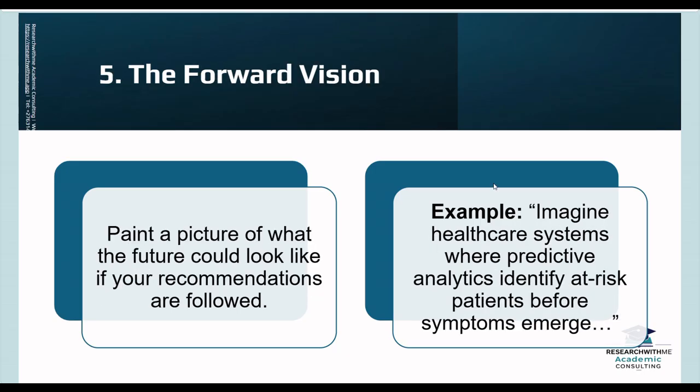Then the forward-looking one is another way of writing a conclusion, to start with the conclusion. It paints a picture of what the future could look like if your recommendations are followed. For example, imagine a healthcare system where predictive analytics identify at-risk patients before symptoms emerge. And you now go further to say that this study has been able to do this, or this study responds to this, or proposes an approach to mitigate it, so you just continue from there. So that is that.